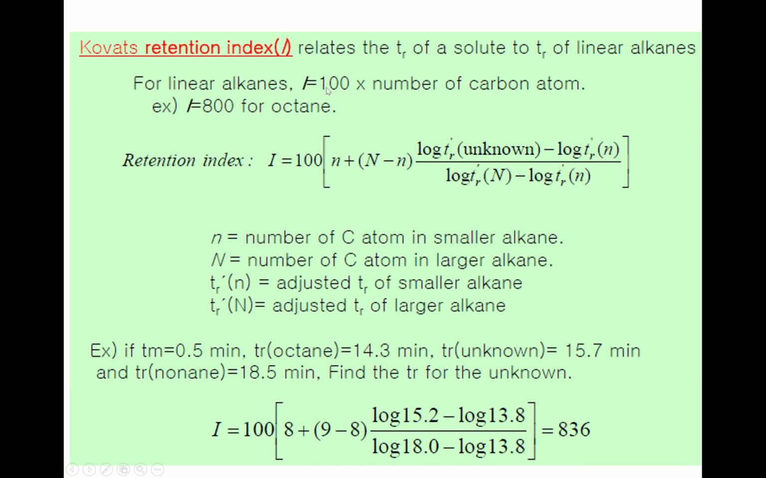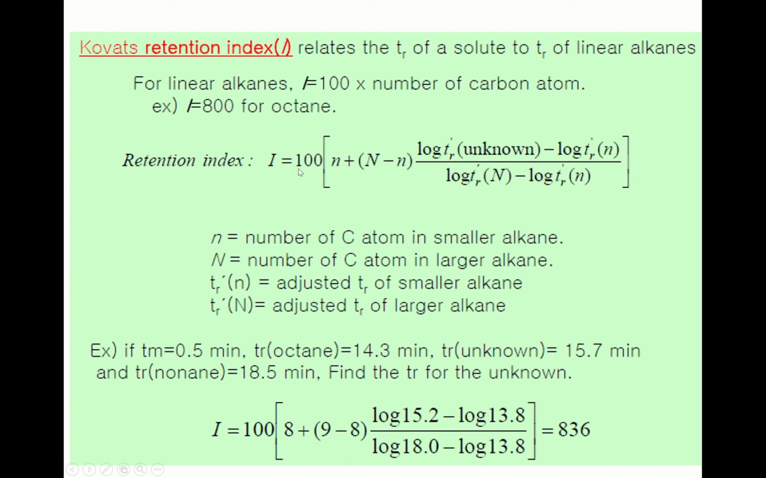So for linear alkanes, the retention index is given by 100 times the number of carbon atoms. For octane, the Kovats retention index value is 800, because octane is a linear alkane and it has 8 carbons. But what about the other compounds? The equation for the Kovats retention index is rather complicated, so let's take a look in detail.